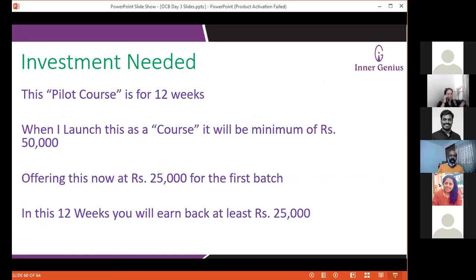I've already said the first investment that you need to make is that it's going to take about 12 weeks, because you need to do a lot of work from one live call to another live call. This much I can say for guarantee: when I launch this as a full course later, it is going to be minimum 50,000. It might even be more than that. Right now, today, I'm comfortable saying it's going to be 50,000 rupees or more.